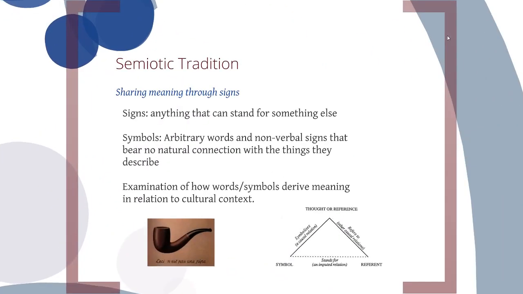Now, the semiotic tradition is the notion of sharing meaning through signs. And so if there was a science or a study of how signs operate on the smallest of levels, this is it. It's the semiotic tradition. Signs are anything that can stand for something else, and symbols are arbitrary words and nonverbal signs that bear no natural connection with the things they describe. So signs really have a point of primacy when it comes to the semiotic tradition, that everything comes down to signs. And we teach a course on the downtown campus, COM 371, where we spend a lot of time talking about how culture is formed through signs and sign systems.